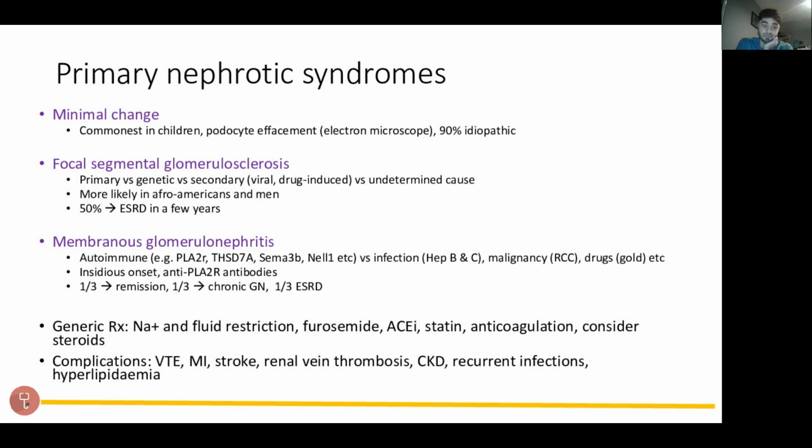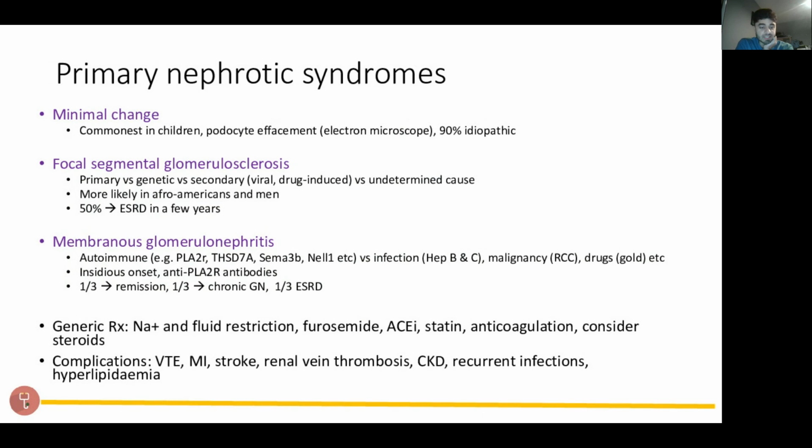This is a new classification. Secondary often is caused by things such as viruses or drugs. Often in the stem, you will see something about men or Afro-Americans, and it's actually quite bad. 50% of people will develop end-stage renal disease in a few years.